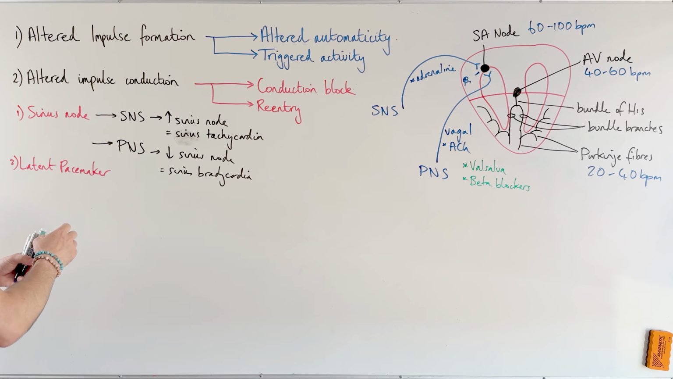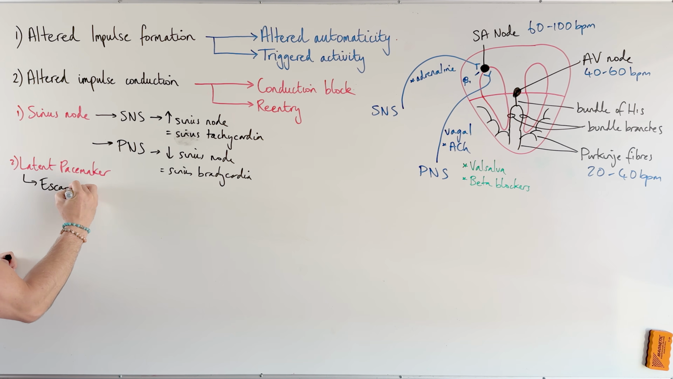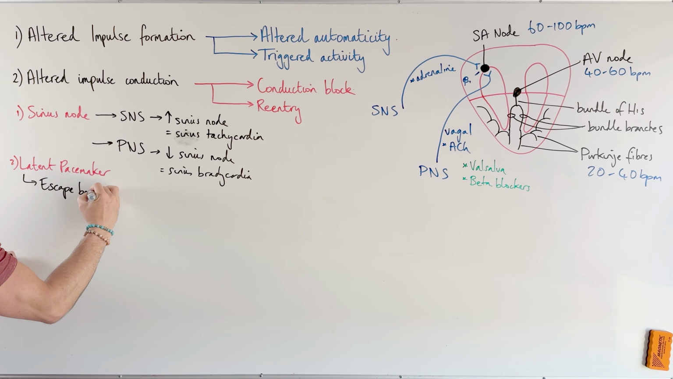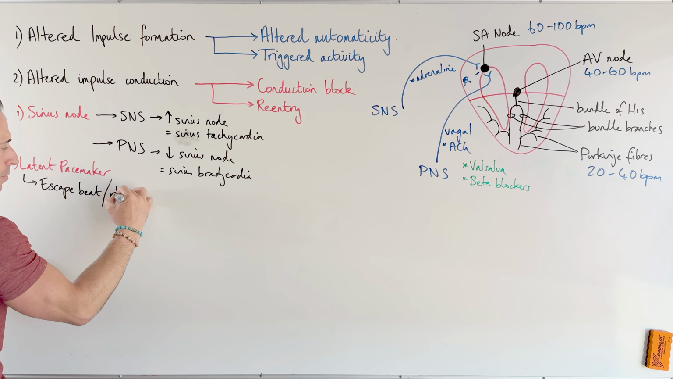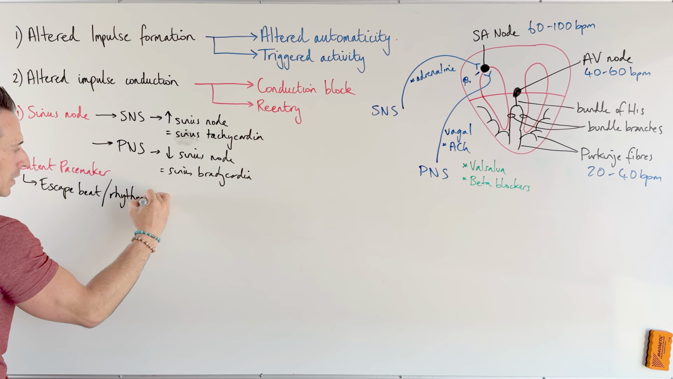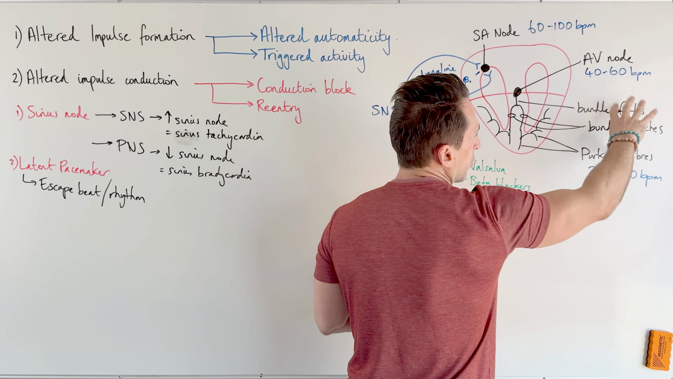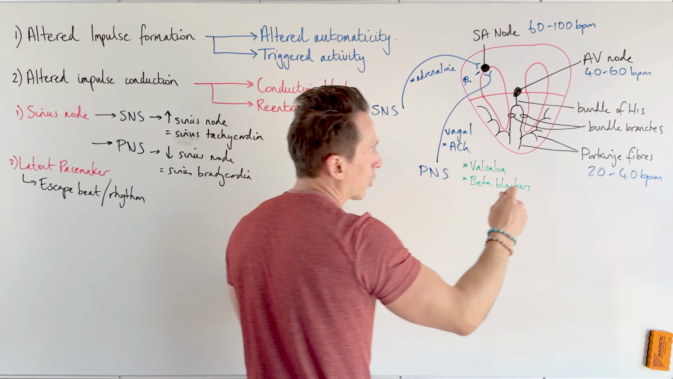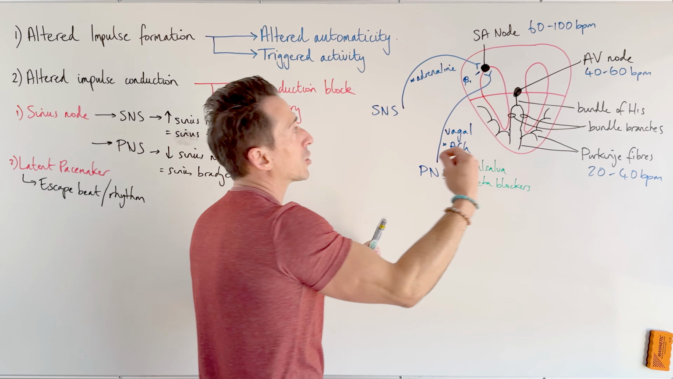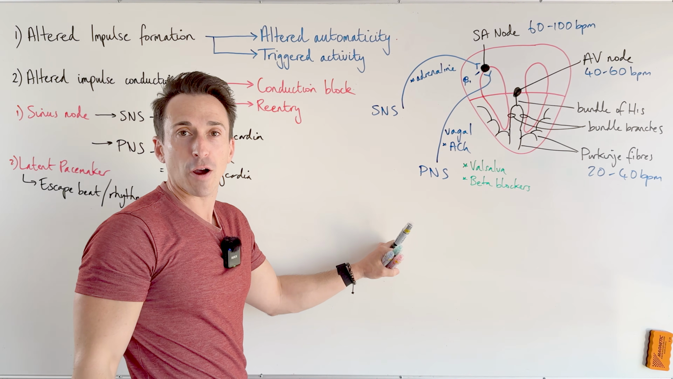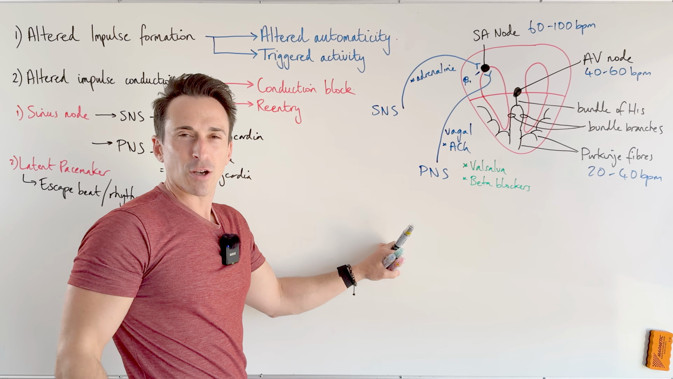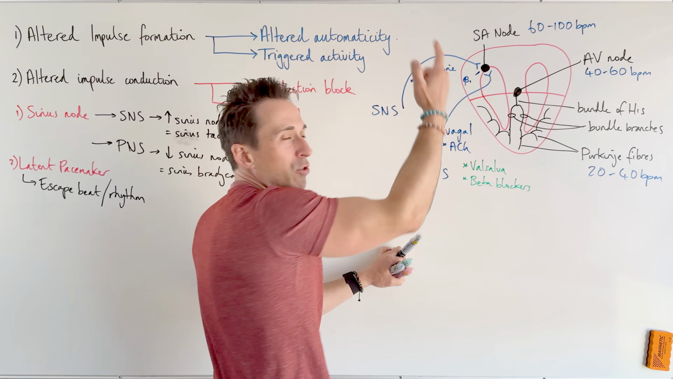So latent pacemaker cells will produce what's called an escape beat. And if it maintains, that escape beat becomes an escape rhythm. So escape rhythms are when the latent pacemaker cells, AV node, or the others of the ventricular conduction network, are working to compensate for the SA node not firing off, right? So effectively, it's when the SA node is too slow.